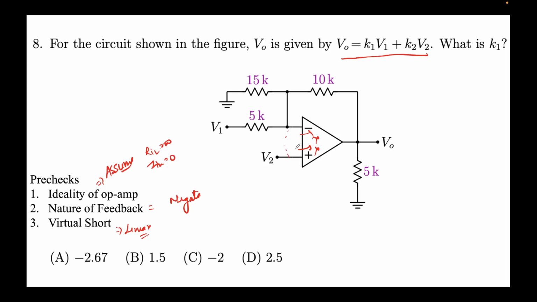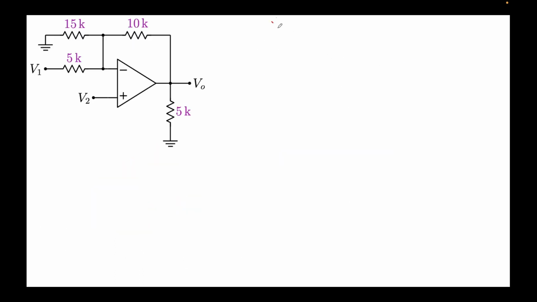So one way of doing it is that we make this node as V2 and we solve this problem, right? We're not going to do that. So what we know is that V0 equal to K1 V1 plus K2 V2, and we are required to find K1. So in the first stage we put V2 equal to 0. So what effectively means is that this is grounded. This is grounded. By virtual short, this potential will also become 0.